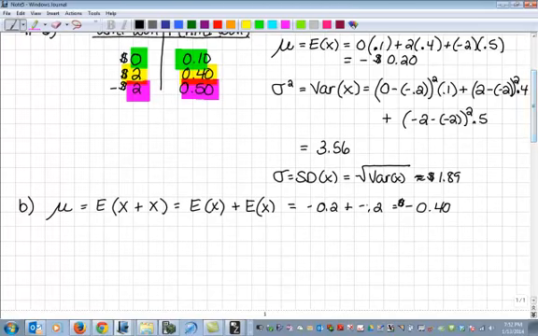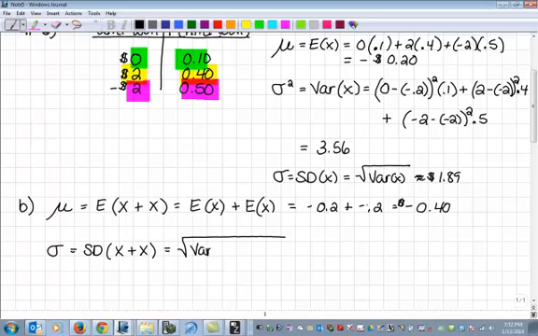Now, to find my standard deviation, I need to first work in terms of variances. So to find my standard deviation, which again is just this, I need to go ahead and find my variances. So I could just write this as the square root of the variance of one of them plus the variance of the other play. So in other words, I'm going to get the square root of 3.56 plus 3.56, which equals $2.67. And that is number 5.